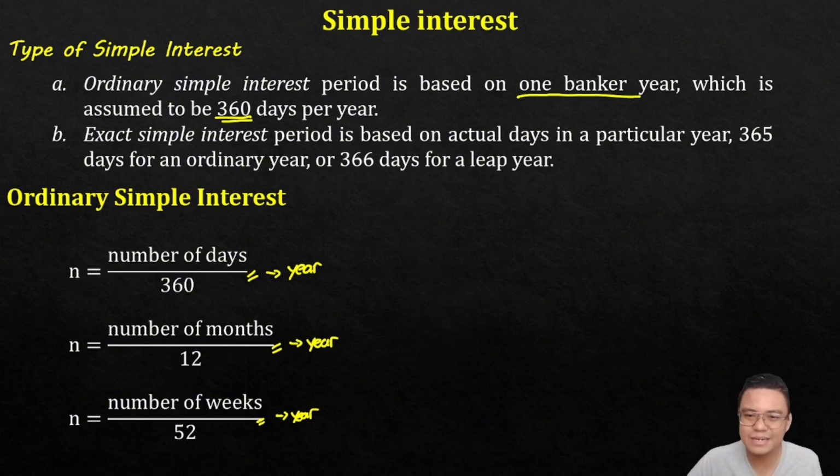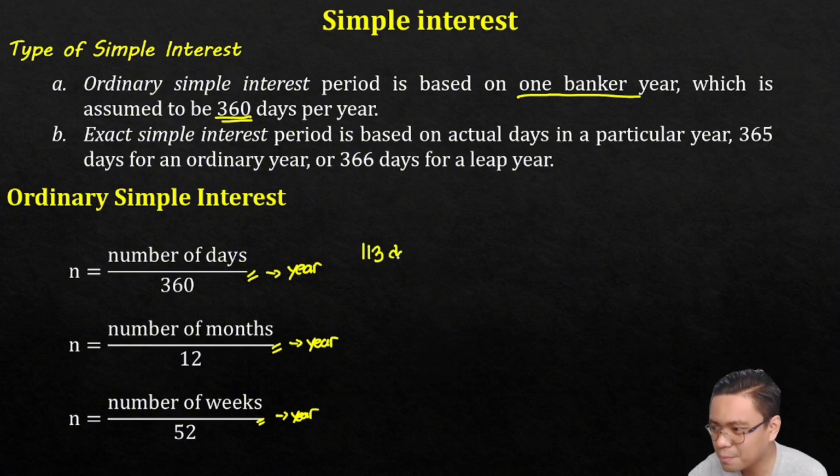So, we don't really dwell in these things, no? Because we know how to convert things. Or, do we have a struggle when it comes to the conversion? Sige, try nga natin. What if meron akong 113 days? Paano ko ba siya i-convert into years? Example lang. Alam natin, sa ordinary simple interest, you have 360 days, right? 360 days yan. But you want it to be in years.